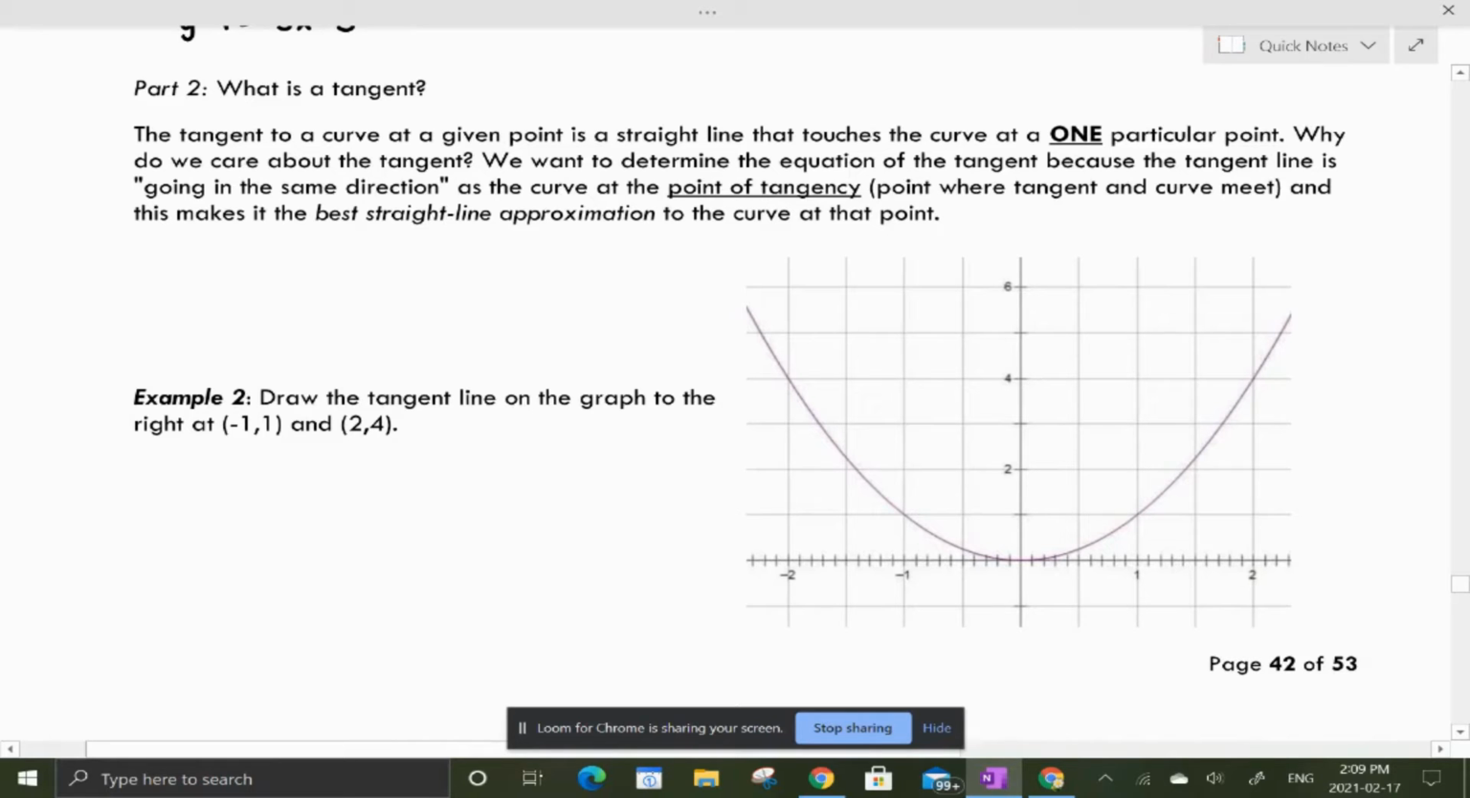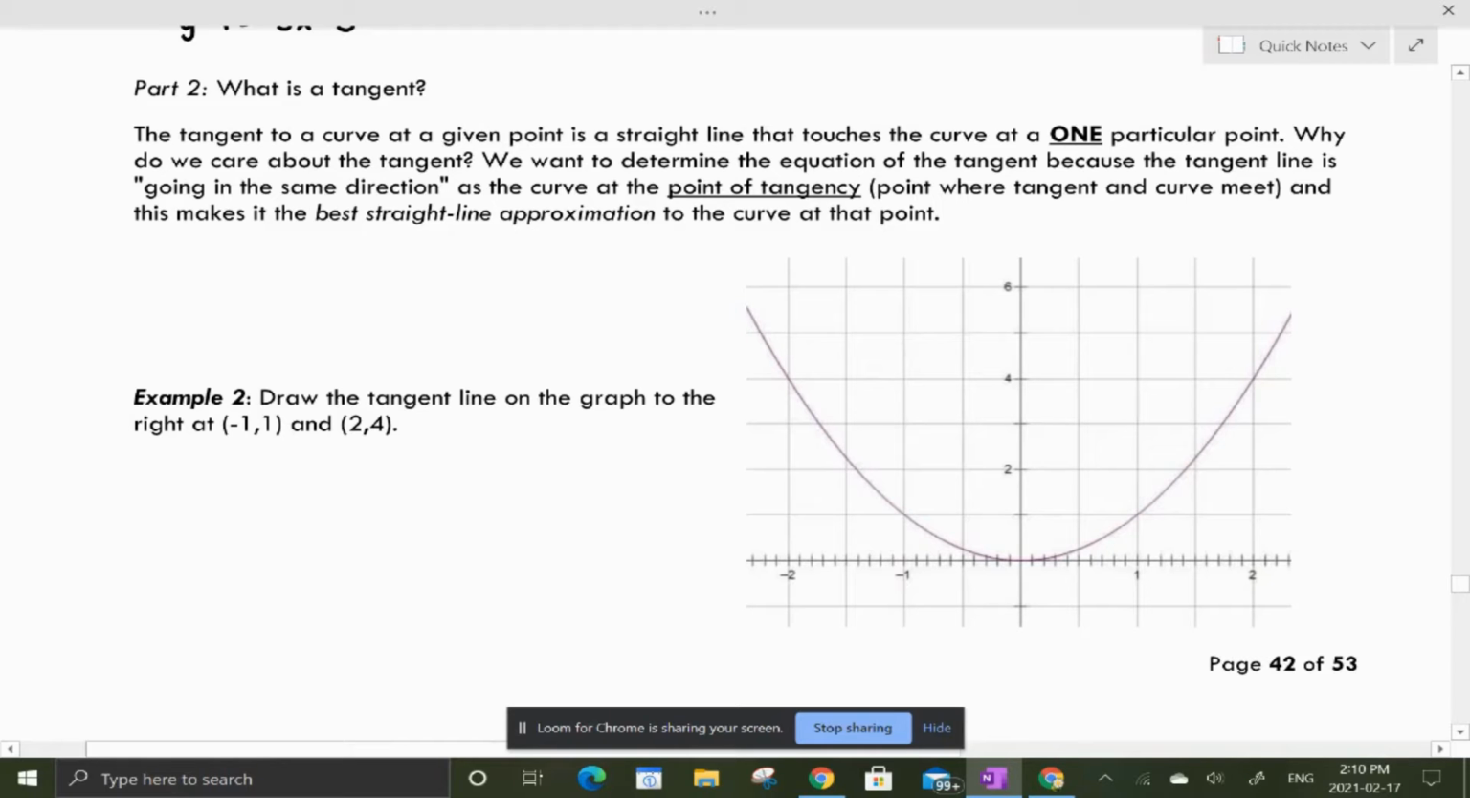Why do we care about tangents? Well, when we talk about tangents, we're going to be talking about things like derivatives. Okay, so that's why we need to kind of set the stage first by talking about tangents and then lead our way into derivatives a little bit later on. And so let's take a look at this example.